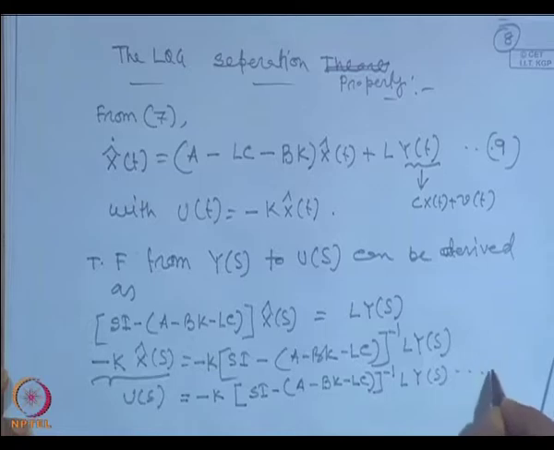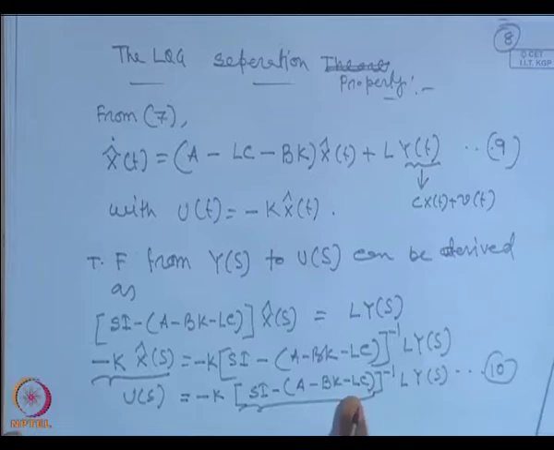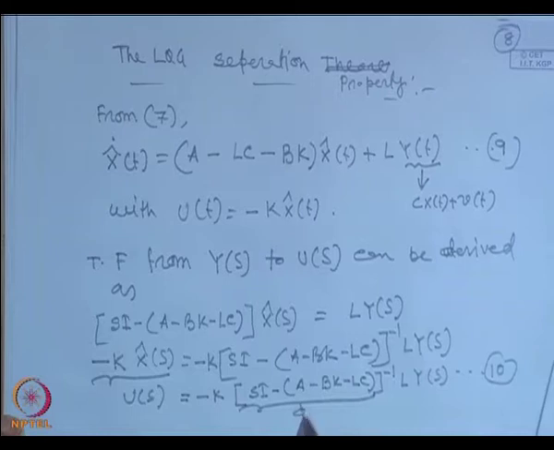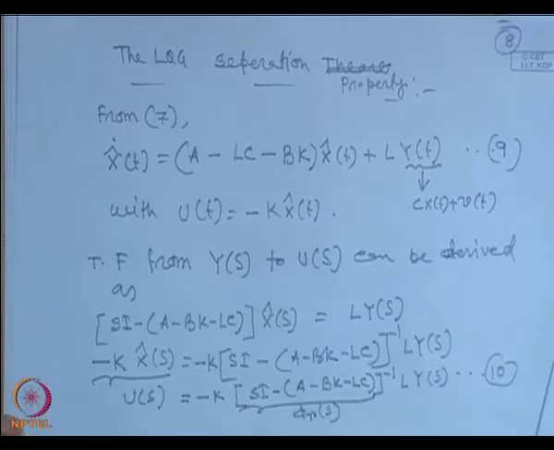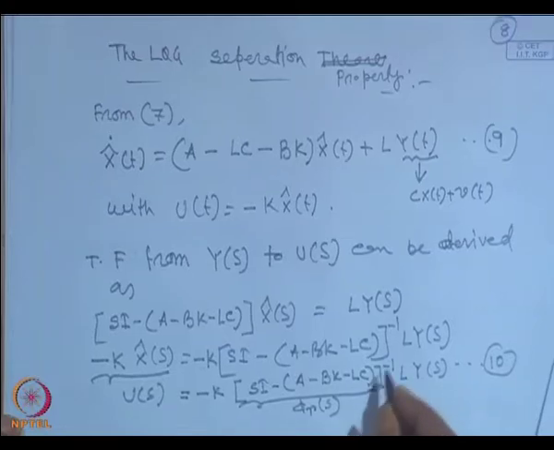Let us call this equation number 10. When there was no observer, (sI minus (A minus B K)), as we denoted in the LQR design problems, we denoted by phi of s. Now, this whole part, (sI minus A minus B K) whole inverse, I denote by phi r of s.